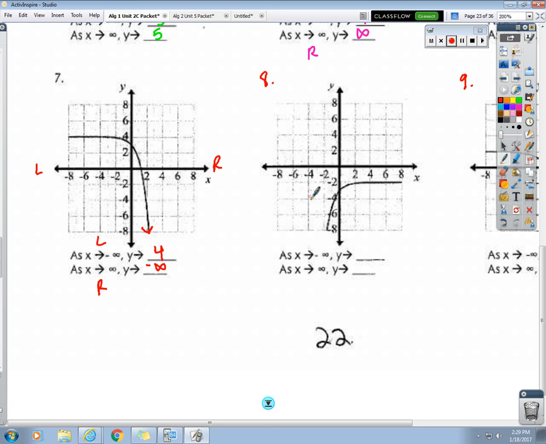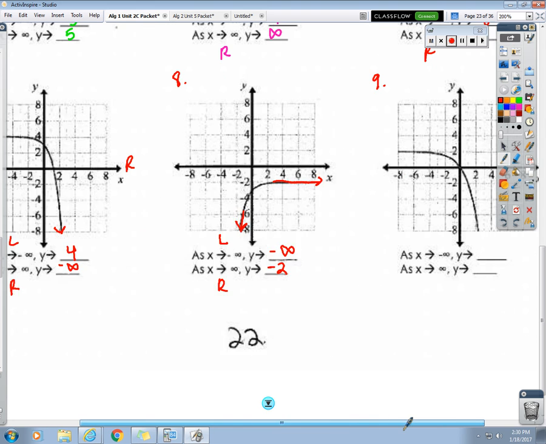Okay, number 8. X approaches negative infinity is what direction? X can never be down. Left. So if you're on this curve and you go to the left side of it, you end up going down forever, so negative infinity. X approaches positive infinity means right. If you go to the right side of it, you're approaching the asymptote at negative 2.